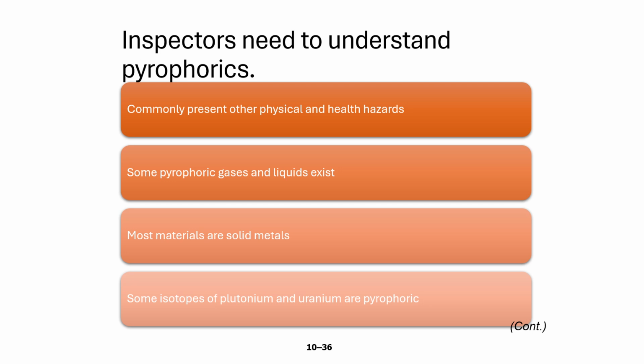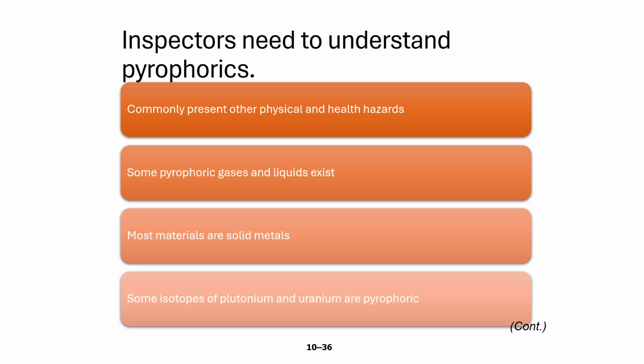So while some pyrophoric gases and liquids exist, most pyrophoric materials are solid metals. Some isotopes of plutonium and uranium are pyrophoric, used in the manufacture of semiconductors or the synthesis of certain pharmaceuticals and specialty chemical compounds. Examples of some pyrophoric materials include arsine, diborane, silane, and sodium potassium, that's NaK alloys.